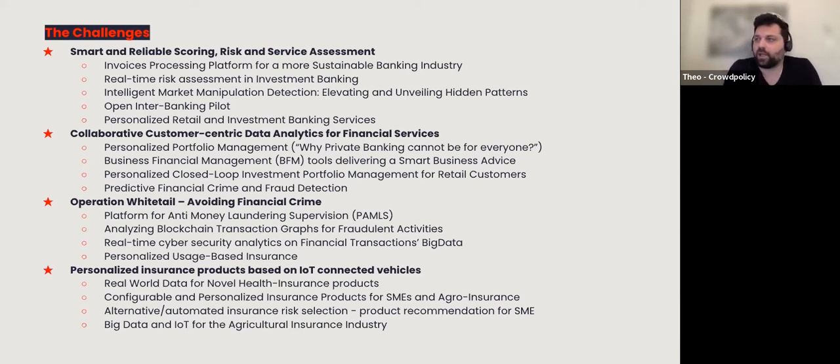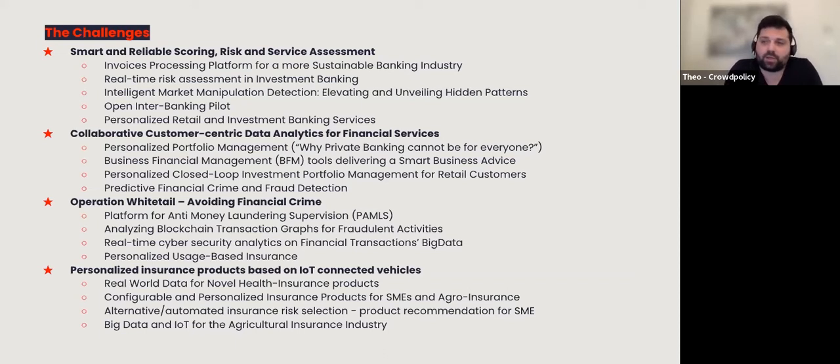So the next one is about collaborative customer-centric data analytics for the fintech sector. So we're talking about personalized portfolio management tools, BFM, so business financial management tools, to just deliver smart analytics and smart business advices, personalized closed loop investment portfolio tools, and what is also something that's very interesting, predictive financial crime and fraud detection. This is something that is a blooming area, I would say. So if you have any ideas there, it will be very useful. We have, again, a few pilots that are working on these topics, so feel free to find their material and try to help them improve or connect somehow and offer add-on services.